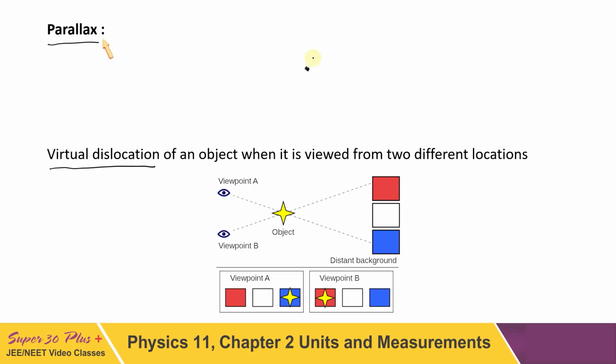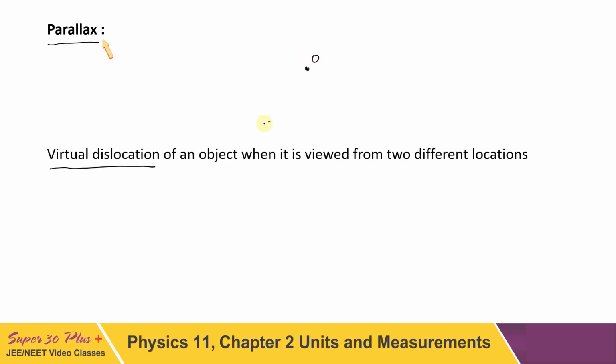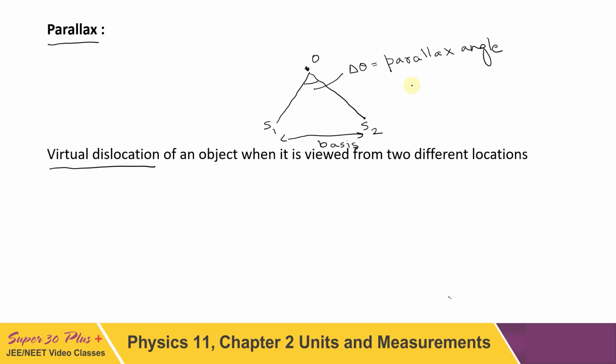So if it is the object and it is viewed from, let this one be the two places from where it is viewed. This is line of vision from S1, another line of vision from S2. The angle is called parallax angle. This parallax angle is responsible for its virtual dislocation.